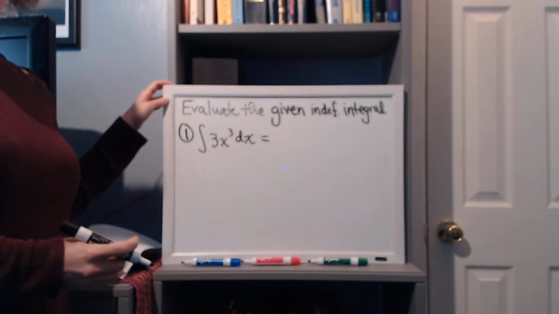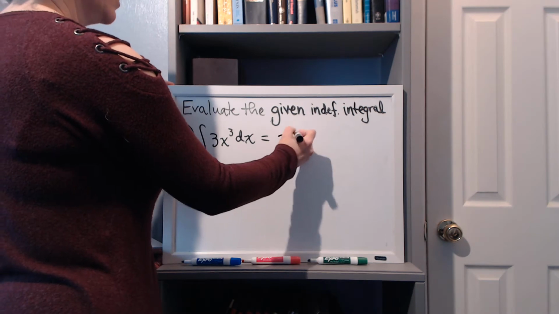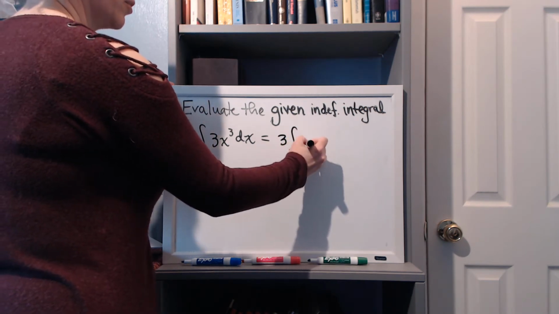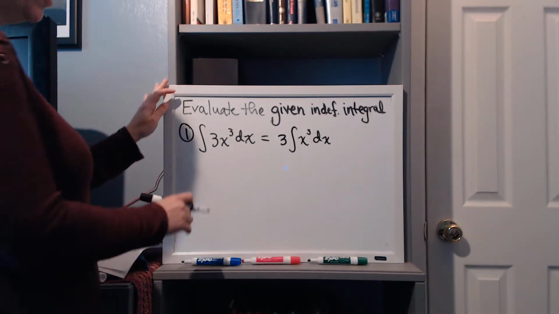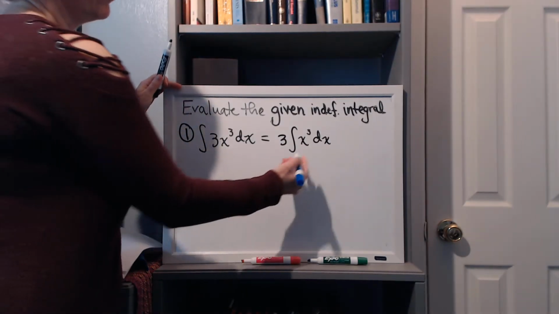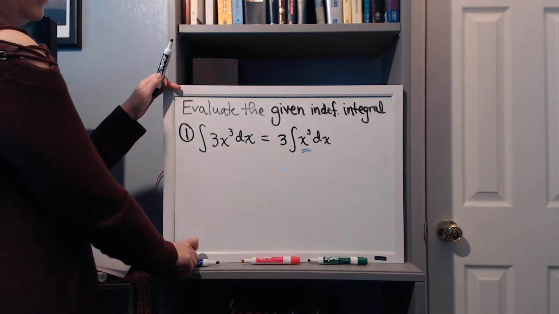First thing I'm going to do is apply the constant multiple rule for integrals, and I'm going to pull the 3 out front. So we get 3 times the integral of x cubed dx. And then we can apply the power rule for antiderivatives to our x to the third.